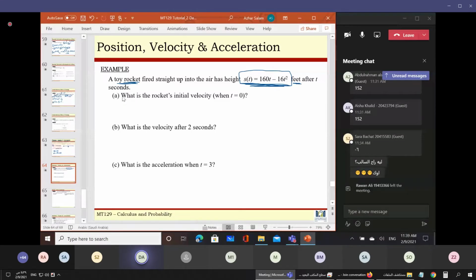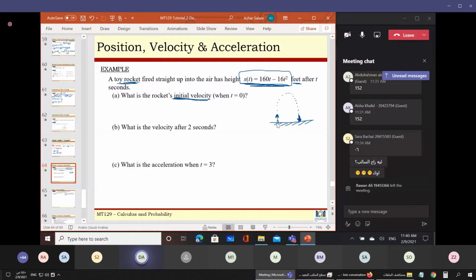The first question: what is the rocket's initial velocity? What is the meaning of initial? Initial is the very beginning time, before the movement of the rocket. Notice here, this is the ground, and this is the rocket. It will move from the ground and be fired into the air, and it will get back to the ground at the end.